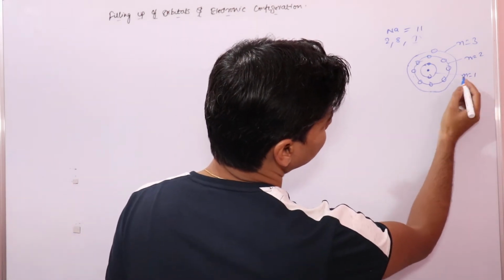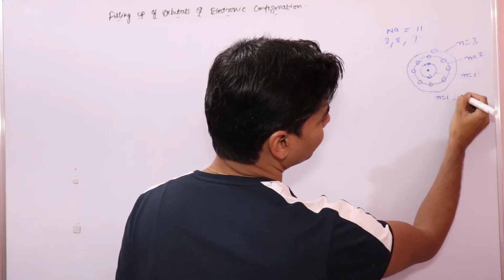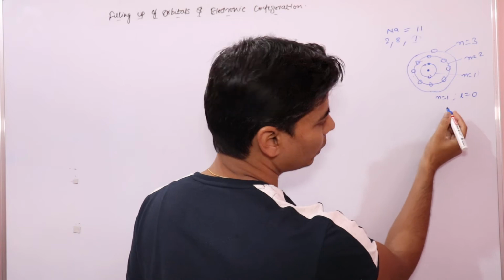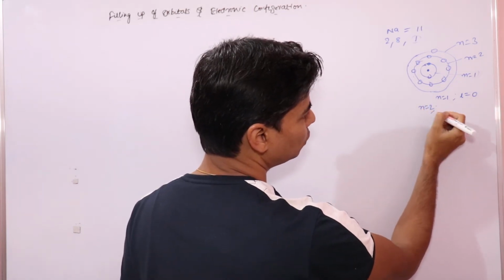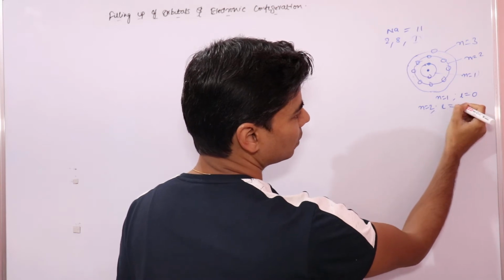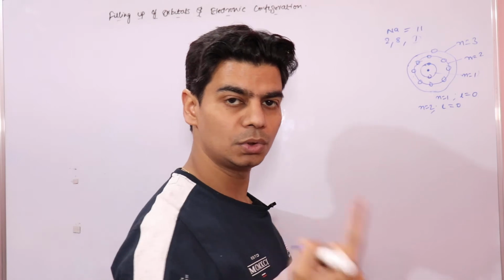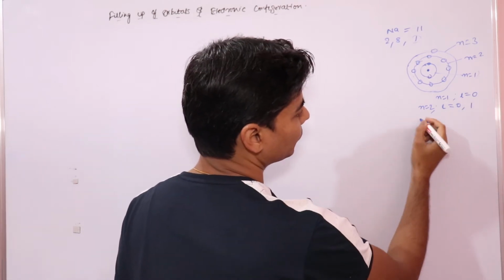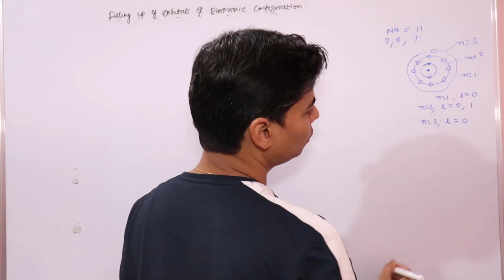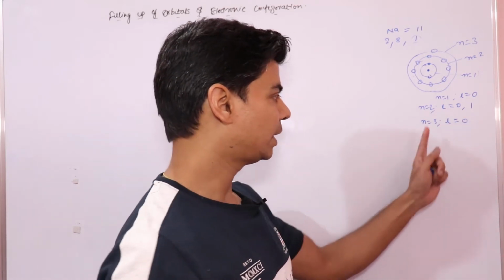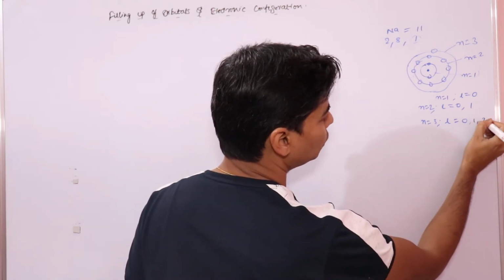Here let's talk of this. When n equals 1, L equals 0 to n minus 1, so it's 0. When n equals 2, then L equals 0 to n minus 1, that is 0 to 2 minus 1, that is 0 and 1. Then n equals 3, that means L equals 0 to n minus 1, that is 3 minus 1, 2, that is 0, 1 and 2.